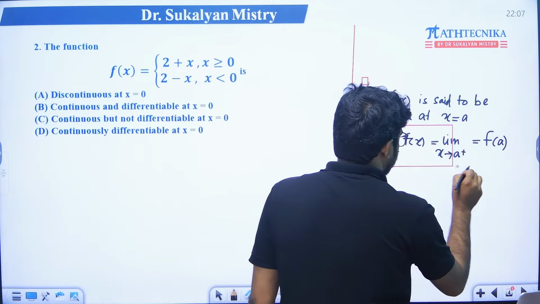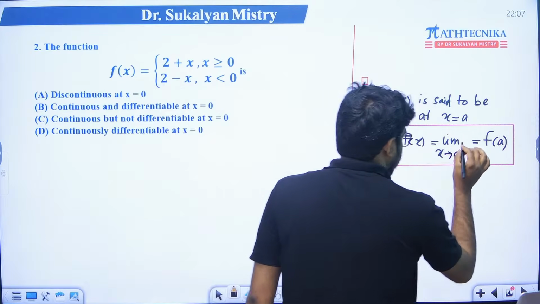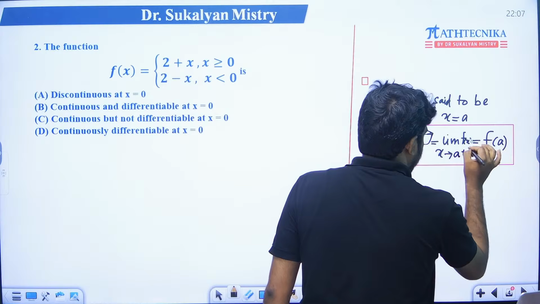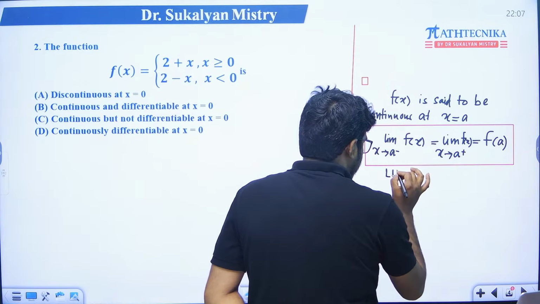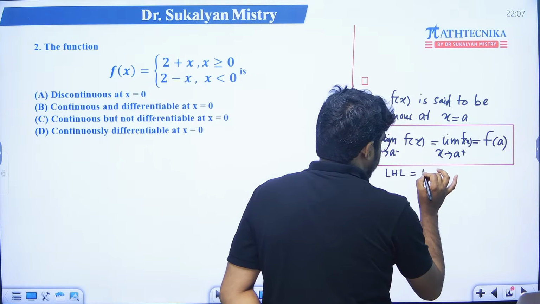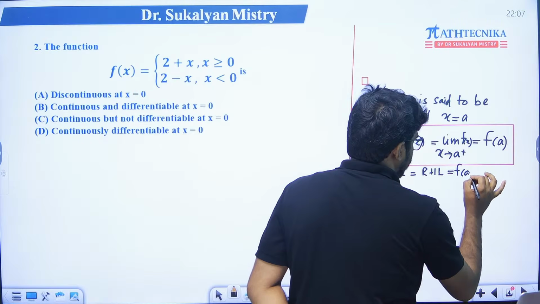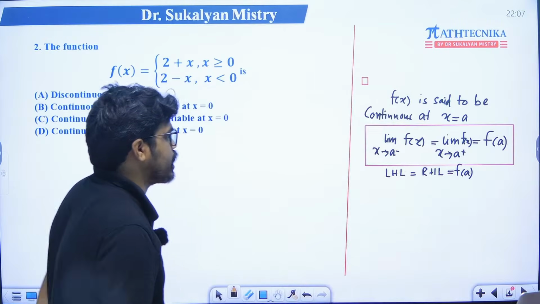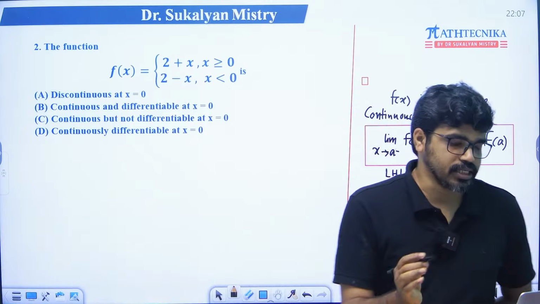Limit x tending to a minus f(x) is equal to limit x tending to a plus f(x), and that is equal to f(a). This is called the left hand limit, and this is called the right hand limit. So left hand limit is equal to right hand limit is equal to f(a). Then we say that the function f(x) is continuous at the point x equal to a.